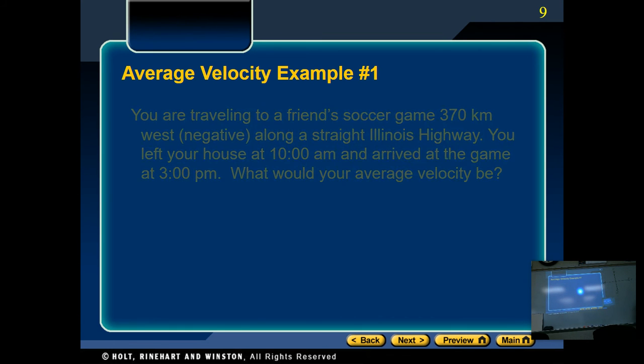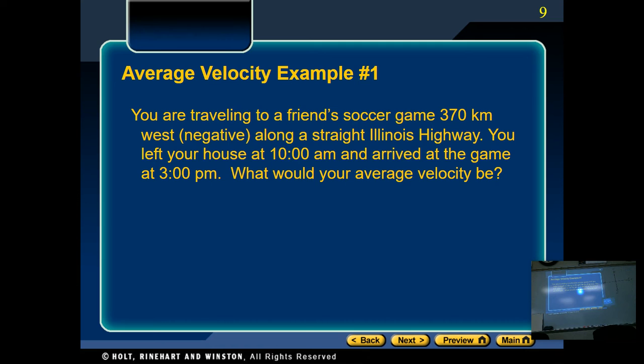Let's look at an example here. You are traveling to a friend's soccer game. And the soccer game is 370 kilometers west. That is a negative direction. That's why I have negative there. Along a straight Illinois highway. You left your house at 10 a.m. and arrived at the game at 3 p.m. What is your average velocity?